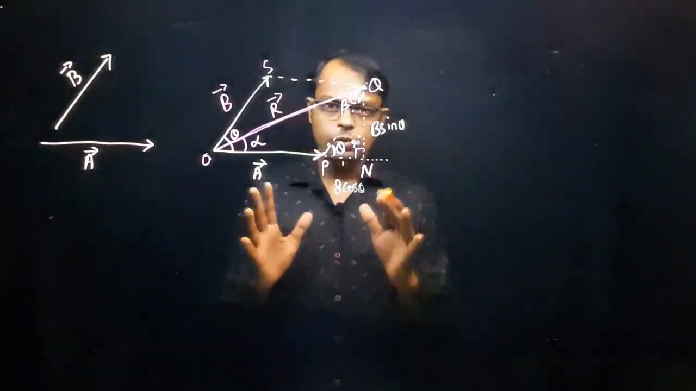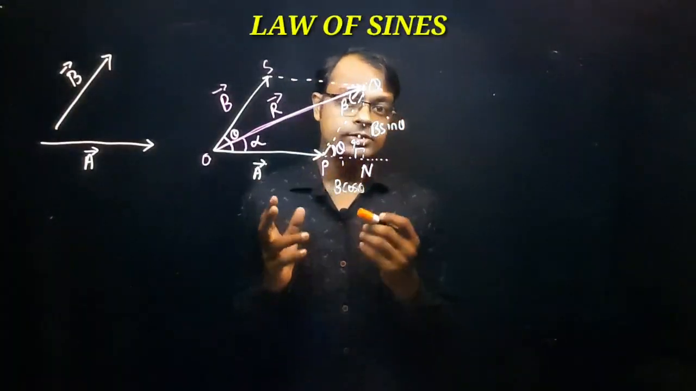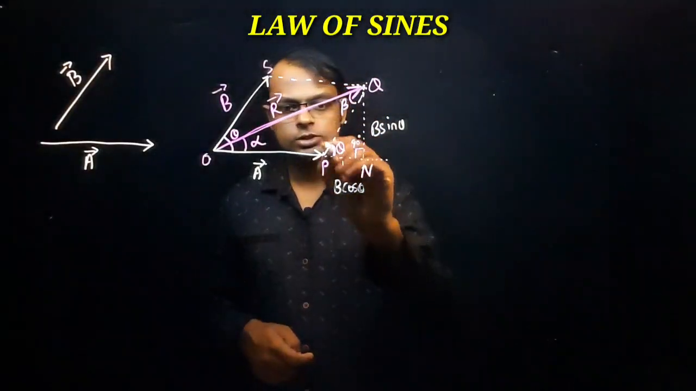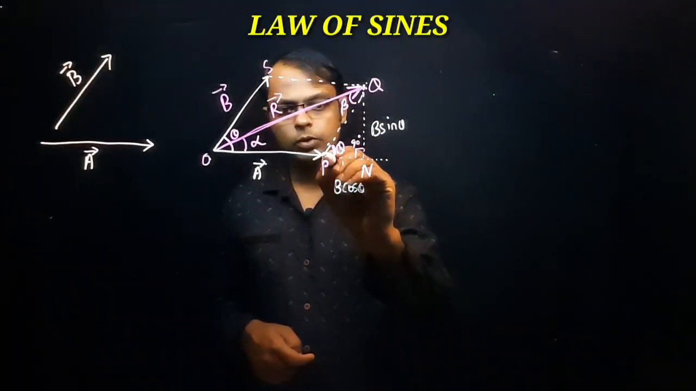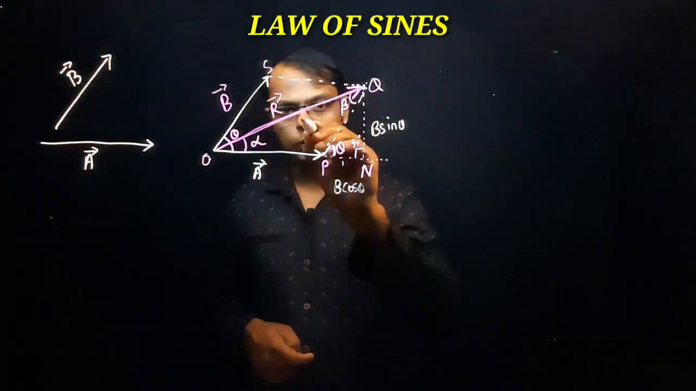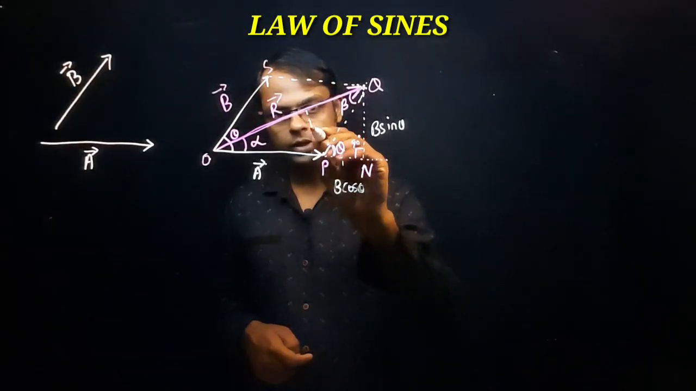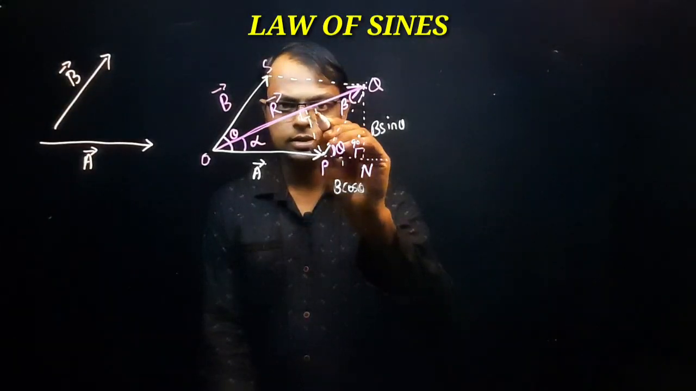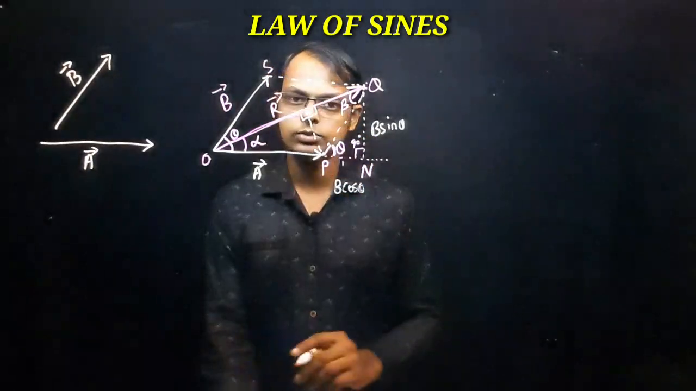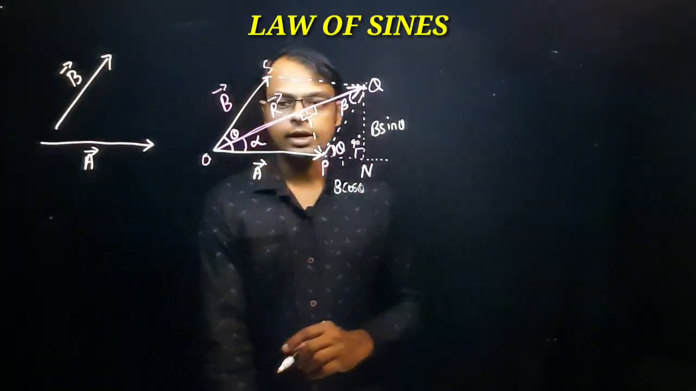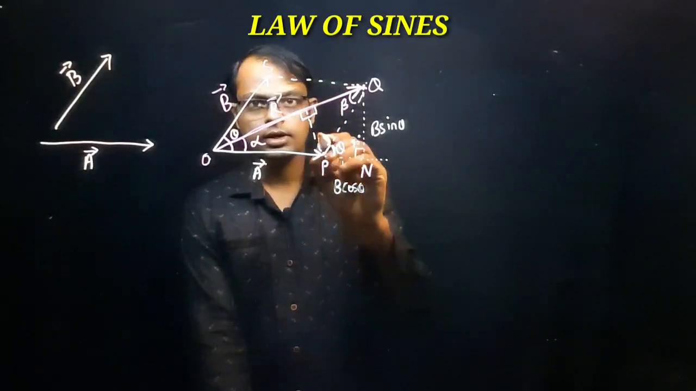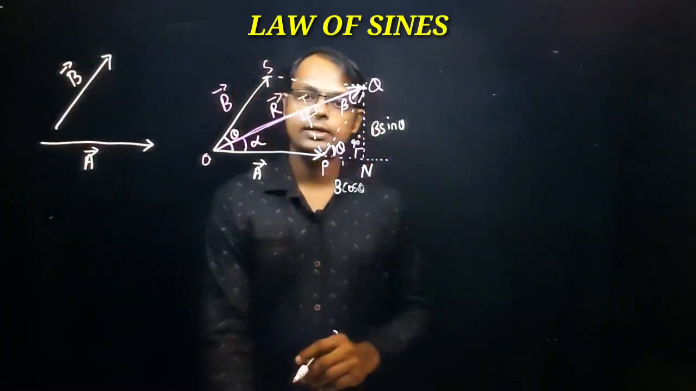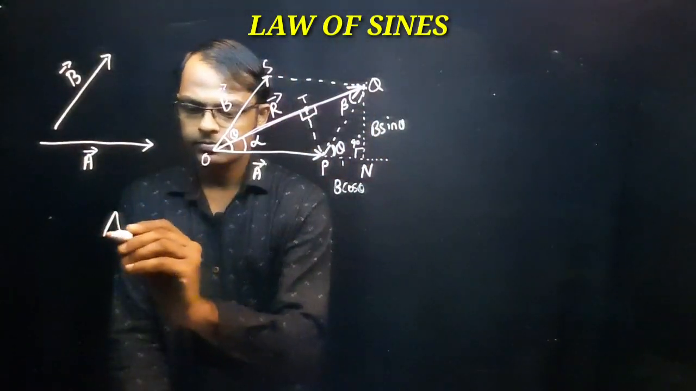Okay. Now let's discuss the law of sines. In order to derive the law of sines, just draw a perpendicular from the point P towards this OQ. So if I draw a perpendicular, you see I am drawing a perpendicular. So this angle as well as this angle is equal to what? 90 degree. So this is called perpendicular. Right. Now give one name here, say it as T. This point as T.